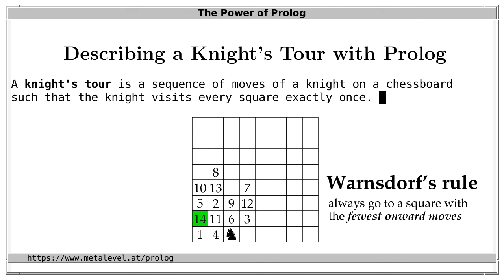And the motivation for this strategy is that squares with the fewest onward moves are already hard to reach from other squares. And so it's good to visit them while it's still possible. And also in this way, we hope to detect as early as possible situations where a partial tour can't be completed. For example, what if we don't follow this heuristic?